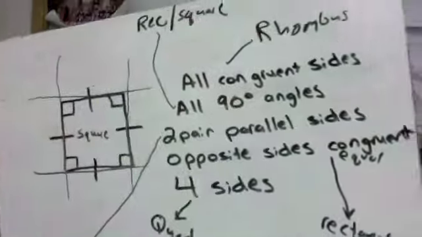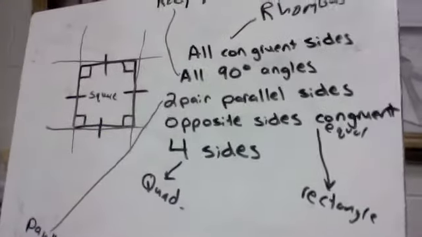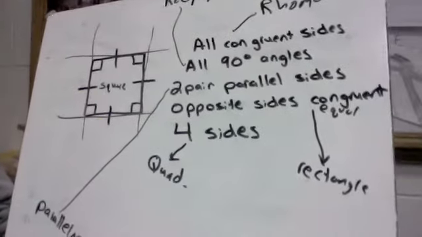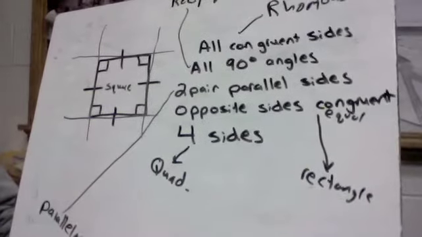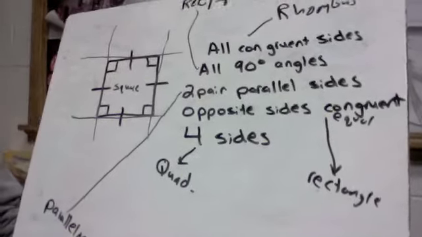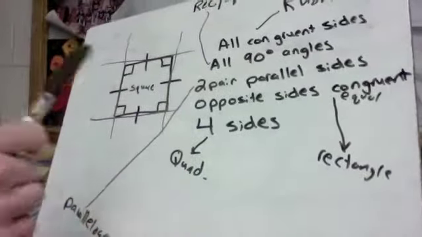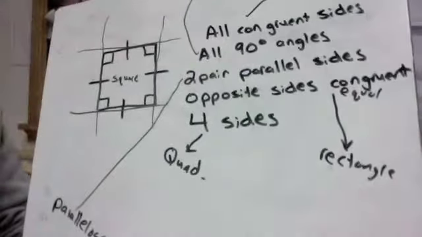So square is kind of a unique thing because it can be every type of quadrilateral except for a trapezoid. A trapezoid it can't be because a trapezoid only has 1 pair of parallel sides. This has 2. But otherwise we could call a square a rectangle, quadrilateral, a parallelogram, a rhombus, and a square. Any of those things will work.